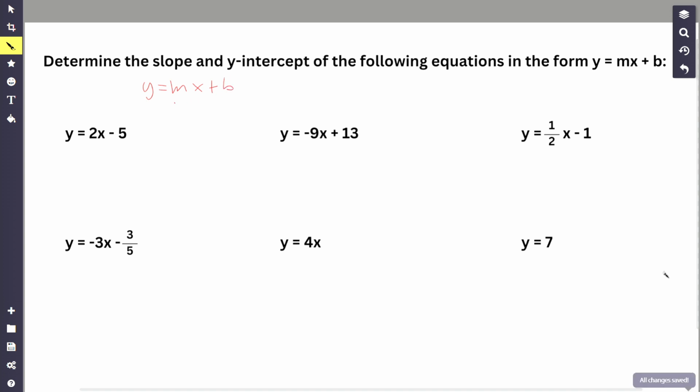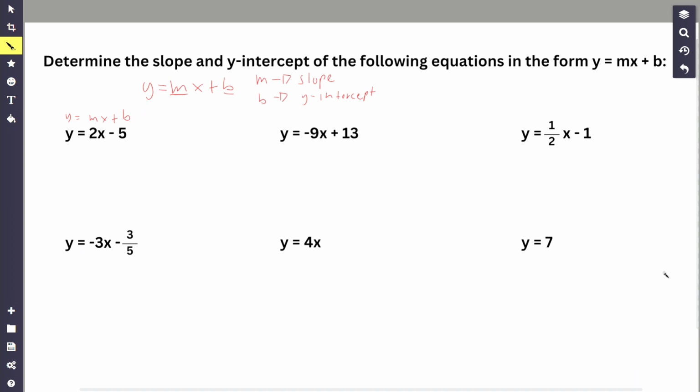The m here, that is our slope. And this b, this is our y-intercept. So let's proceed. In this given, again, y = mx + b. So don't be confused later on with the sign, okay? We will clarify on that.